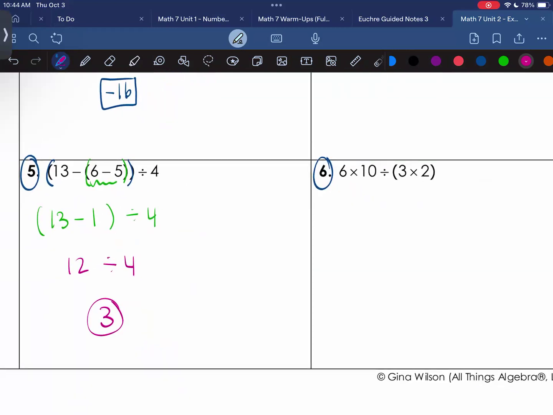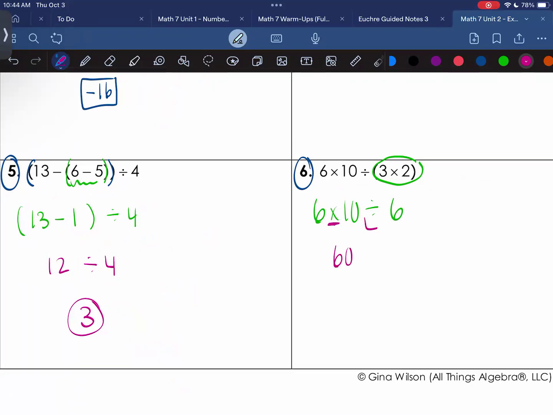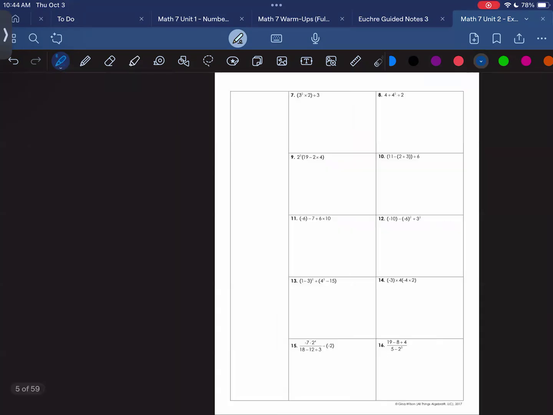Number 6. Lots of stuff going on here. I'm gonna do my parentheses first. We're gonna rewrite everything else. 3 times 2 is 6. Now we read it from left to right. This multiplication comes before the division. Bring this part down. And finally, I do my division. Go ahead and flip on over to the back.